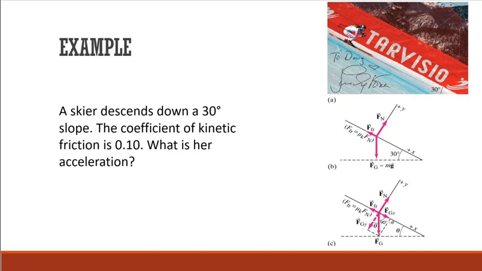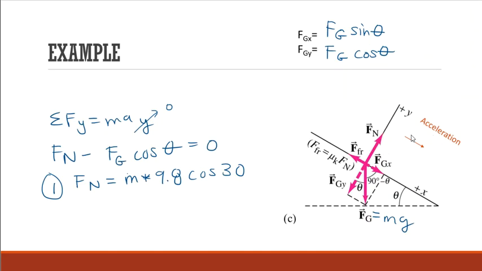Okay, so a skier descends down a 30 degree slope. The coefficient of kinetic friction is 0.1. What is her acceleration? All the problems should be similar. Shouldn't be any surprises here. So what is her acceleration? Okay, so your acceleration is in the x direction. It's going down the incline.